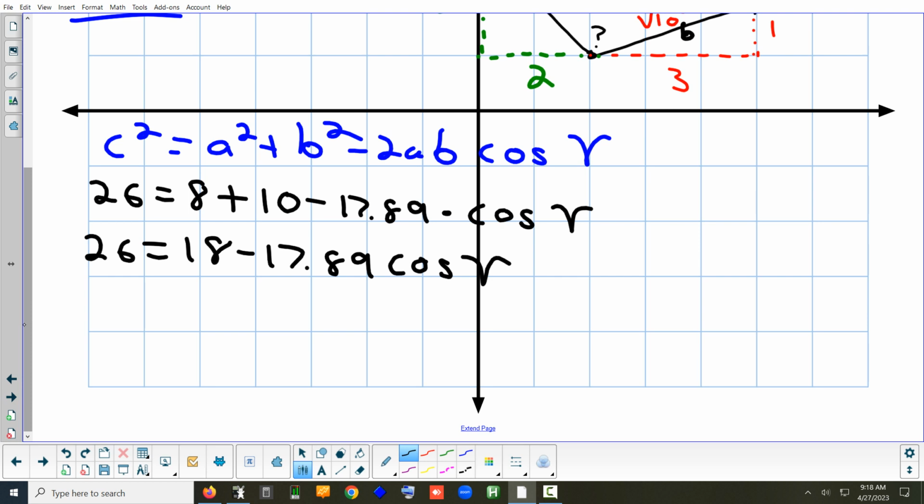Now I need to move something to the other side. What has to go over to the left? 18 minus 17.89, or just 18? Just 18, right? So we'll subtract 18 from both sides. That's gone. And 26 minus 18 gives me 8.